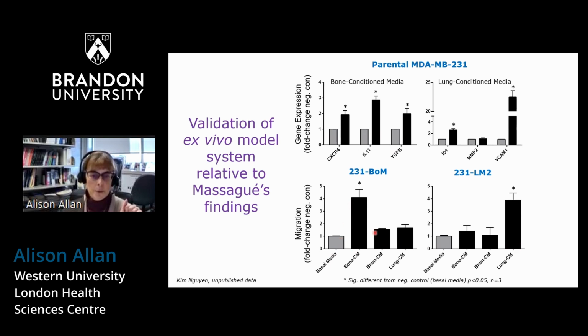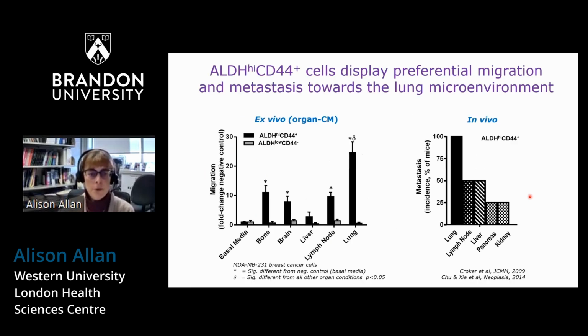What we observed was that the bone-seeking cells really liked the bone conditioned media, and this is migration. And the lung-seeking cells really liked the lung conditioned media. So we were relatively confident that the readouts we were going to get from this model system should be reflective of what's going on in breast cancer metastasis, or parts of the process at least.